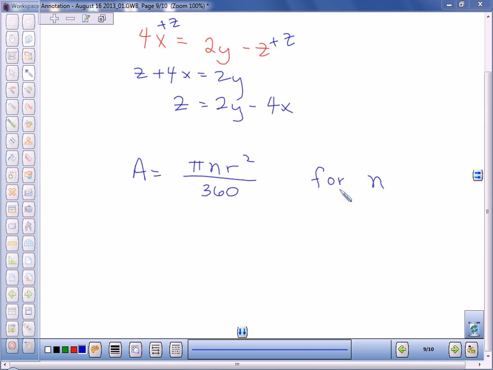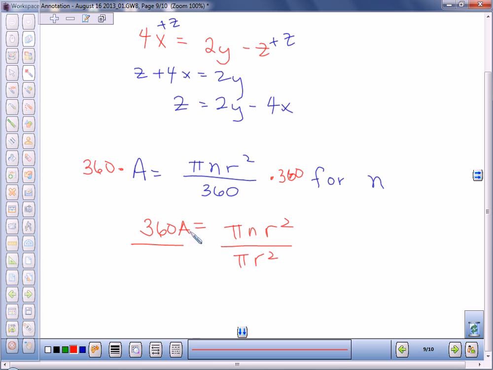And what would I do to get n by itself? Okay, Ryan. You would multiply by 360. Yes, you would. Okay, and then what? 360a, and then you divide by pi r squared. Yes, you do. And then you're done. Beautiful. Whoops, left out the a. So we get 360a over pi r squared is equal to n. And n represents the number of degrees of the central angle.